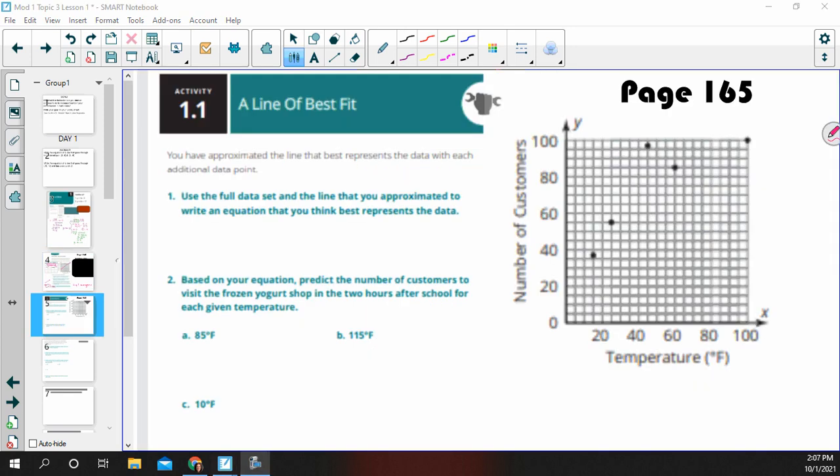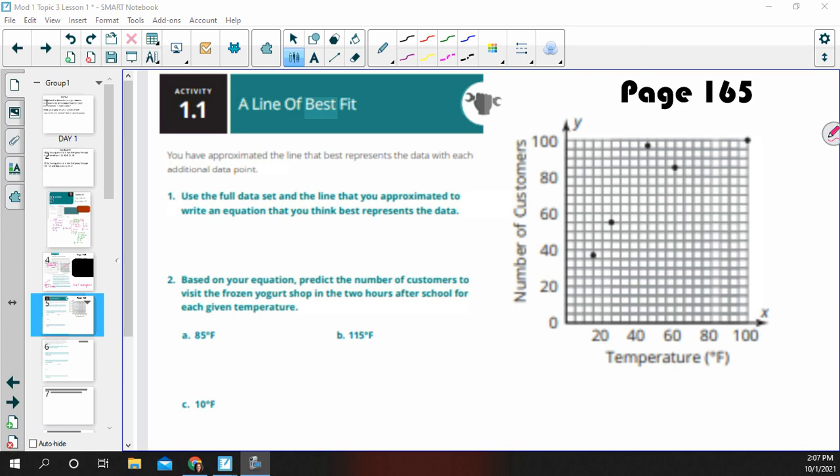All right, so for our next one, it says use the full data set and the line that you approximated to write an equation that you think best represents this line. So we're going to pick 2 points and figure out which ones best represent our line here. You guys can pick any 2 points. Just pick 2 points that you think make a pretty good line connecting everything. And I want you to find its y equals mx plus b. So you're going to find the slope first, do your y2 minus y1 over your x2 minus x1, and then pick one of those points, plug it in and solve for b to get your equation.